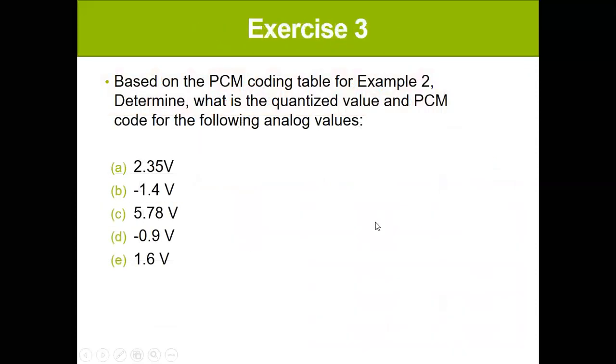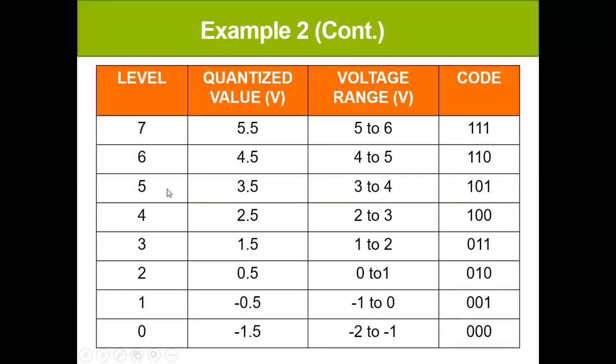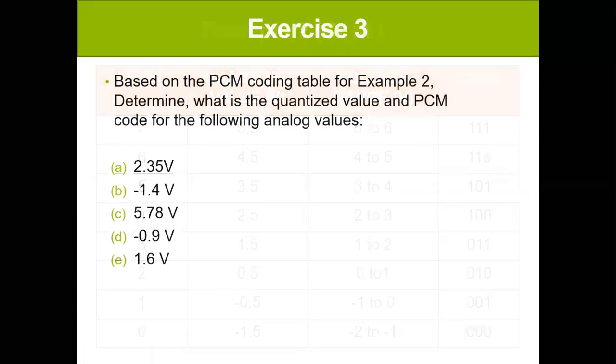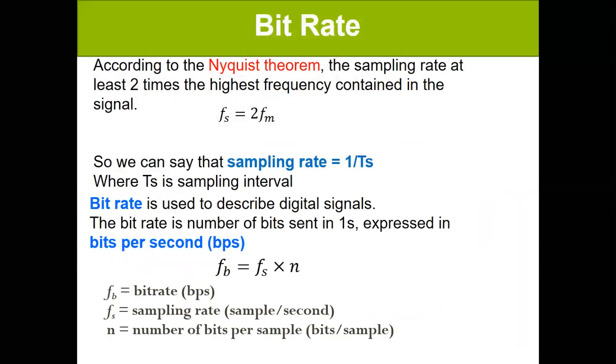For another example, -1.4 volt is within this range, -2 to -1, so the approximated or quantized value will be -1.5. The level is 0, which means the code is 0, 0, 0. So this is how we can encode the values.